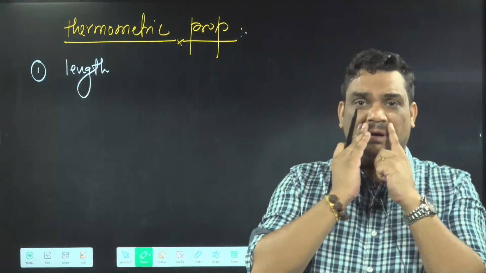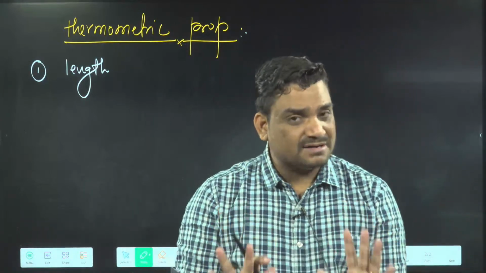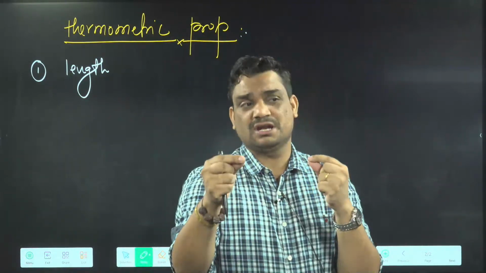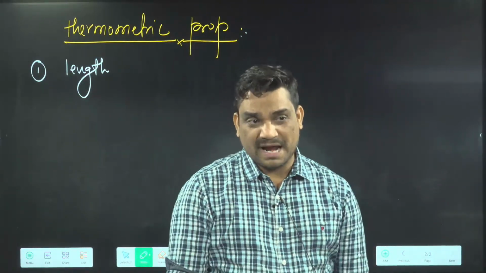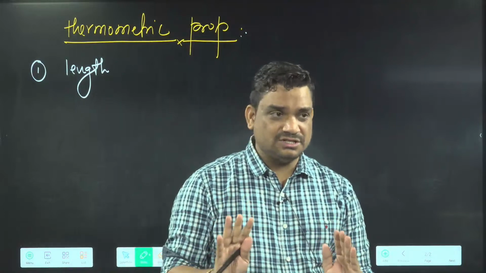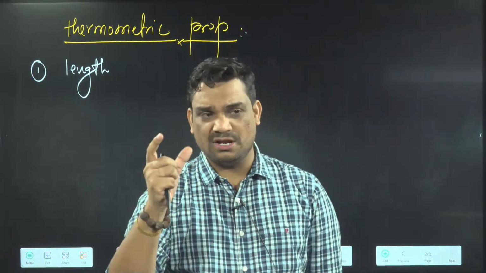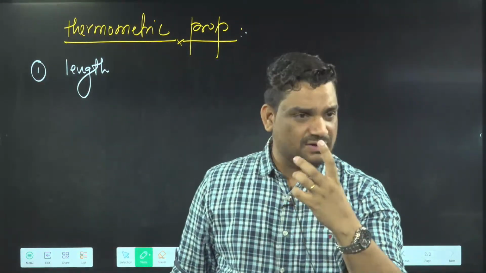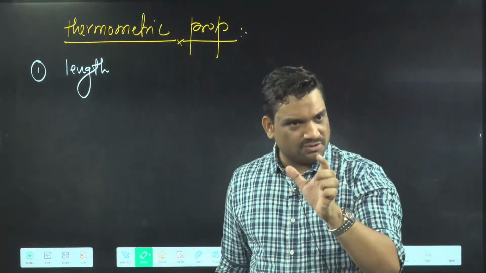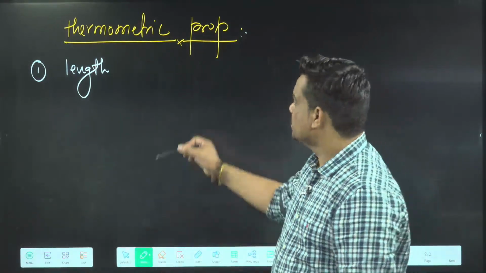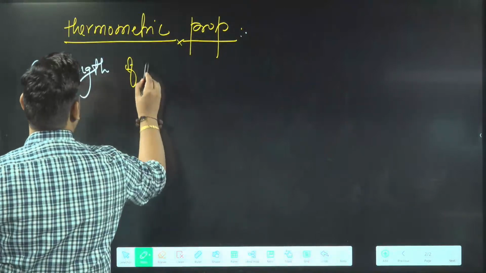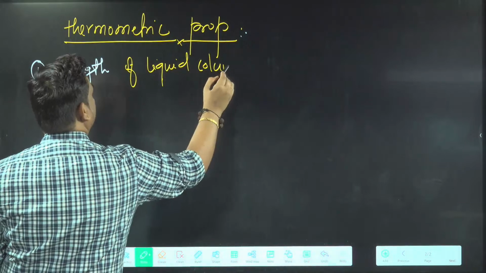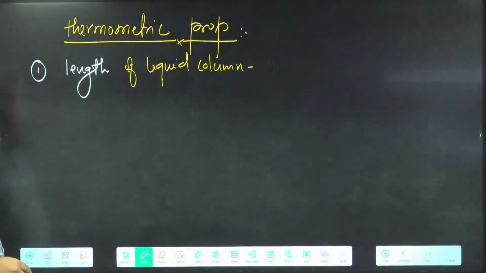But you will ask, sir, length of the solid, can I use practically? Theoretically, we can use length of the solid because whenever you change temperature, length of the solid will change. But practically, is it possible to use length of the solid? No, because change is very less. So we cannot use it to make our thermometer. So here we write length of liquid column we can use, like in the mercury thermometer.